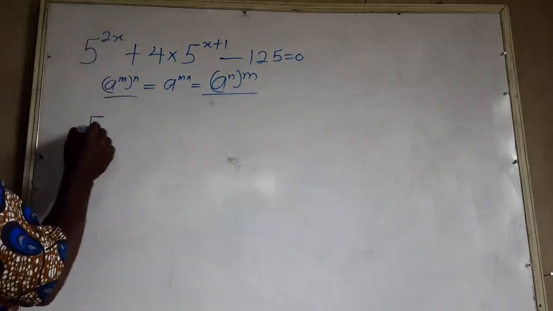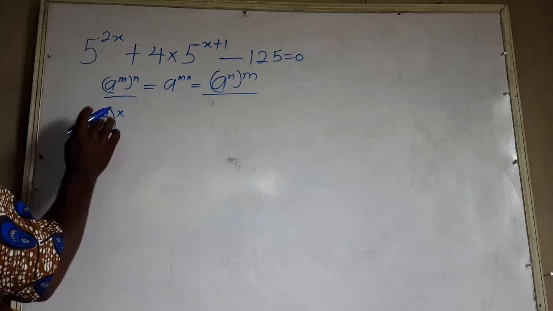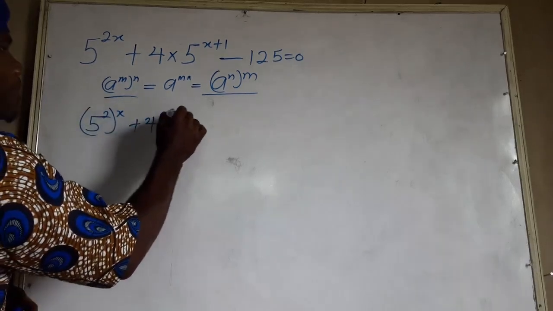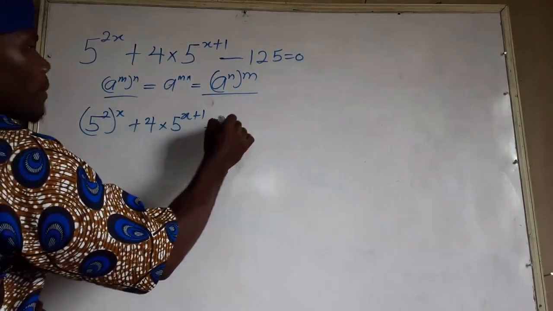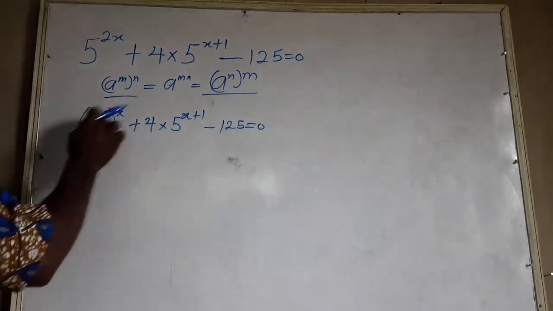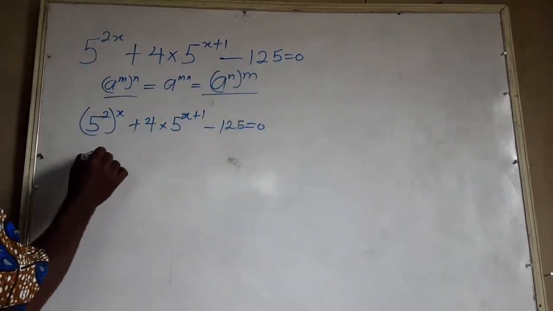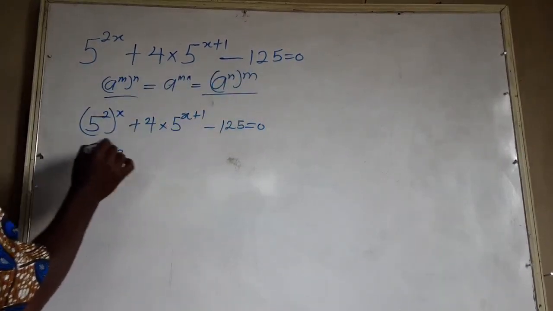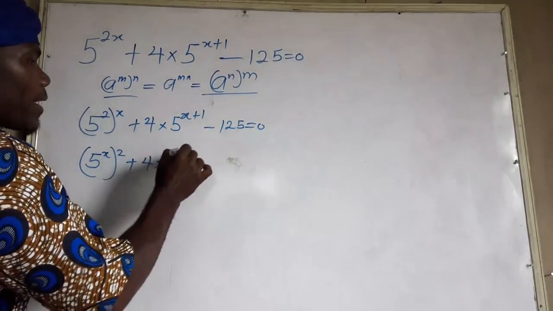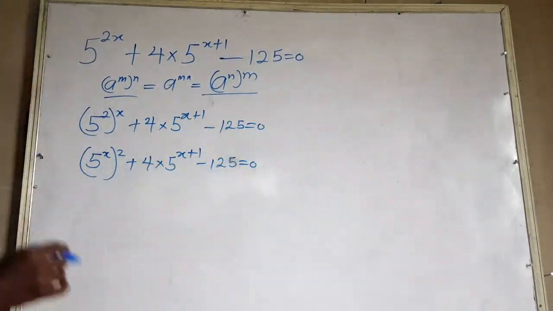Let's try to apply it to 2 raised to power 2x plus 4 times 5 raised to power x plus 1 minus 125 is equal to 0. Let's apply these rules into this. Let's rewrite it as 5 raised to power x, all squared, plus 4 times 5 raised to power x plus 1, minus 125 is equal to 0.